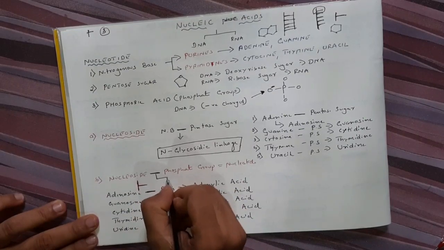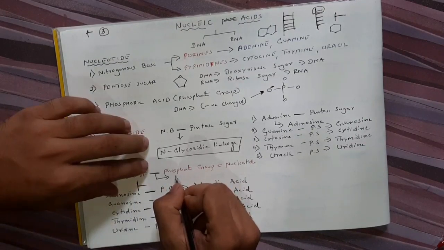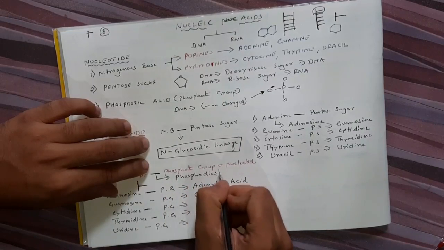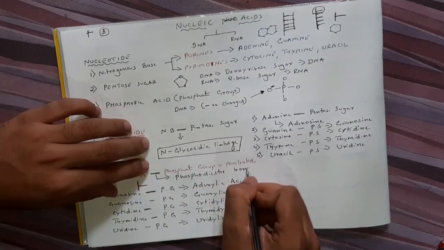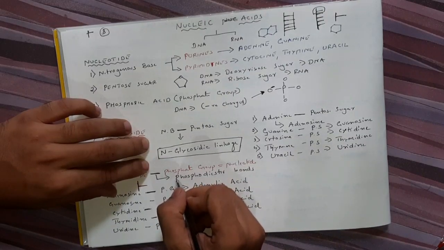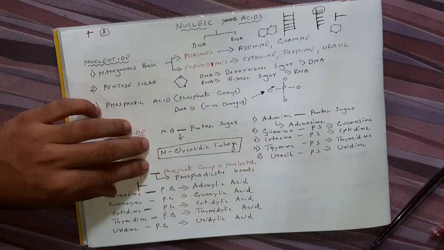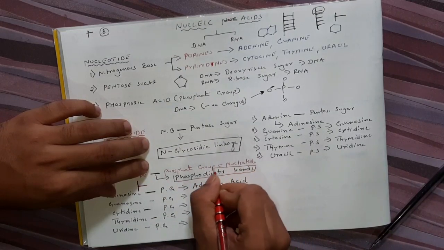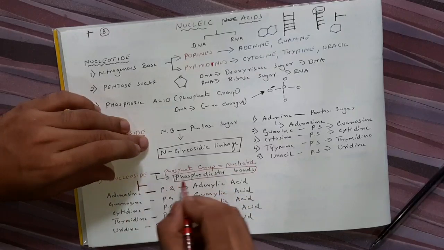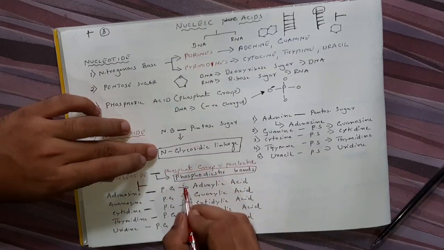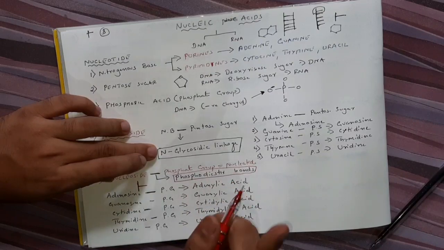that linkage is actually called phosphodiester bonds. In simple words, you can also write ester bonds, but I'll go specifically with phosphodiester bonds. Okay, we'll highlight this. So the bond present between a nucleoside and a phosphate group is the phosphodiester bond. So you have to be thorough with the N-glycosidic linkage and phosphodiester bonds. Very important. No confusion here.